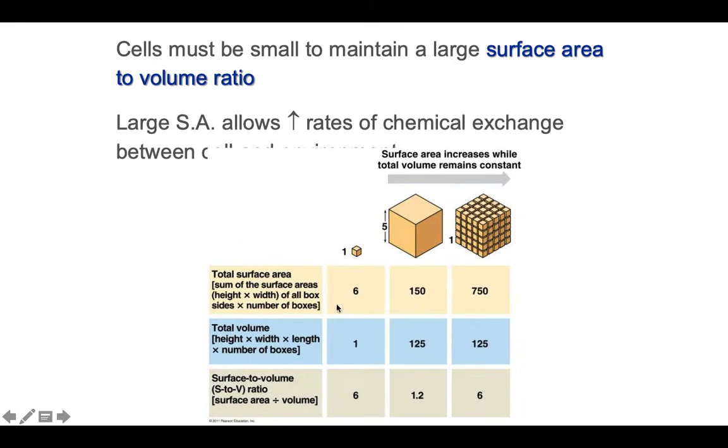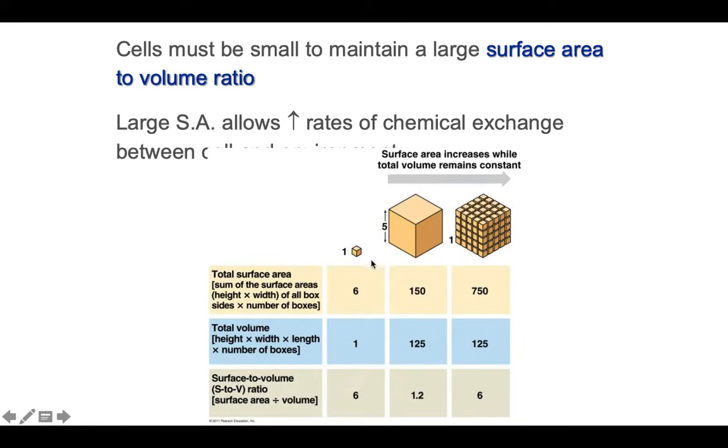Now my volume, I have to take my height, my width, and my length. My volume is just going to be 1 times 1 times 1 in this case, because each side is a unit of 1. Whatever that unit is, it doesn't matter right now. So in order to find my surface area to volume ratio, I literally just have to take my surface area and divide it by my volume. So 6 divided by 1 is 6.